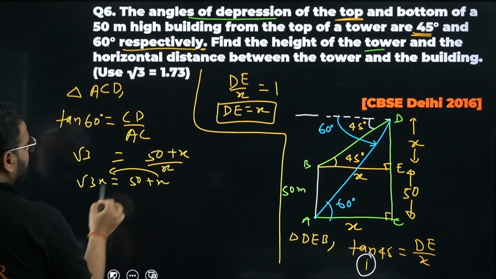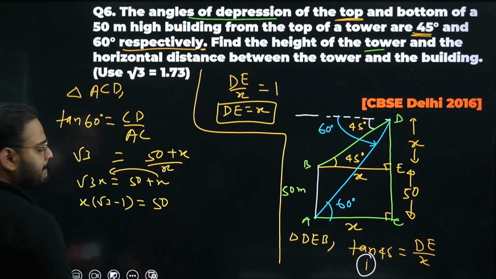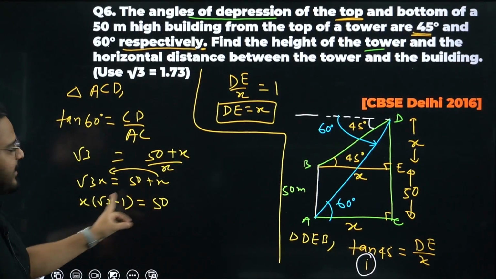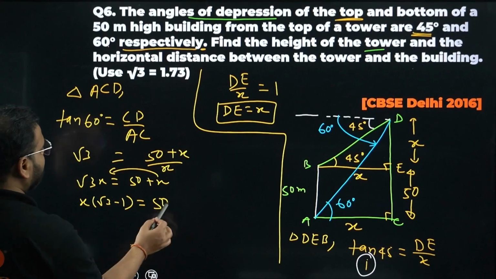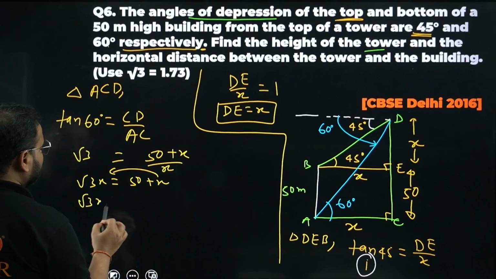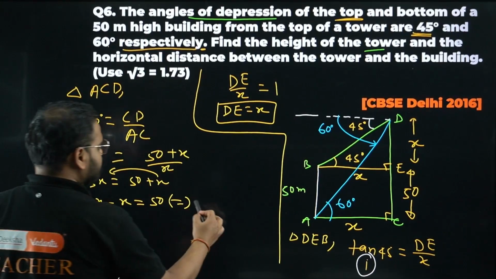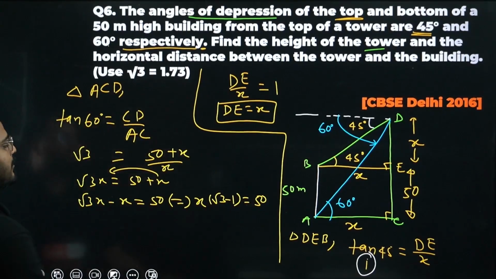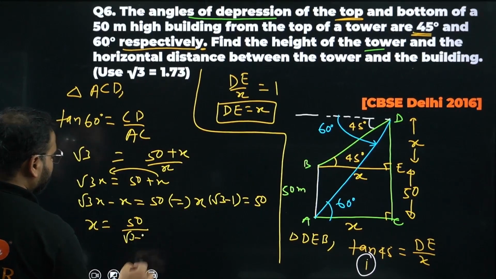Bring this X on this side. I'm getting X times of root 3 minus 1 equals to 50. Please check. I bring this X over here, it will become negative, right? So I can take X common. Root 3 is already here, minus 1. If not clear, I can write one more step. Don't worry. No need to rush, sir. I can write for you, bacha. Root 3x minus X equals to 50. On this left hand side, take X common. So root 3 minus 1 equals to 50. Is that clear now? What is X equals to, sir, from here? X equals to 50 upon root 3 minus 1.